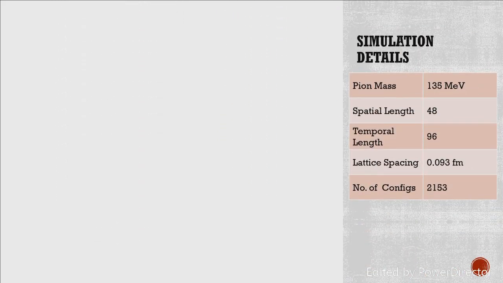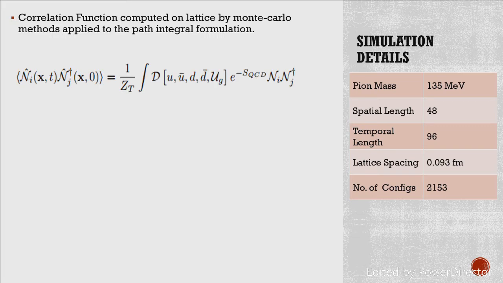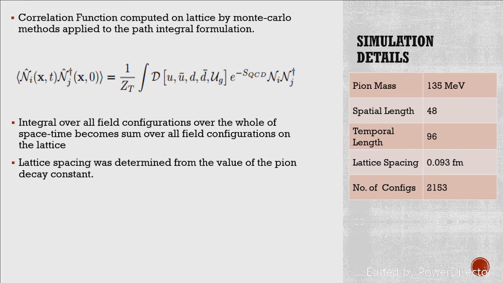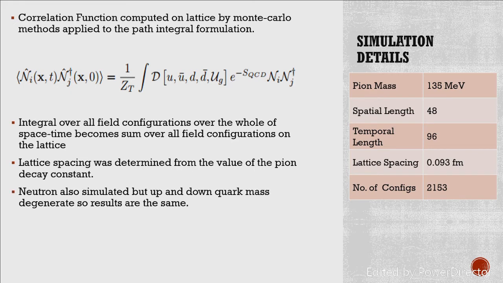The correlation function is then computed on the lattice by Monte Carlo methods applied to the path integral. The specific simulation parameters are shown in the table. The pion mass, being 135 MeV, is special as this corresponds to its real physical value. This is relatively new in lattice QCD, as a lower pion mass means more computation. What is also unique is the number of configurations, as a typical simulation would only contain a couple of hundred configurations.